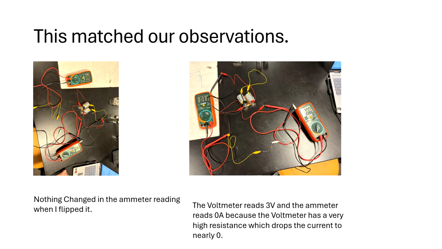So on this slide we have our real world experimentation. On the left we have two ammeters set up, and as you can see they both say 2, so 2 amps are flowing through the wires, and nothing changed when it went through the resistors. But on the right we turned one of the ammeters into a voltmeter, and that voltmeter read 3 volts while the ammeter read 0 amps because the voltmeter has a very high resistance, which drops the current to nearly 0.